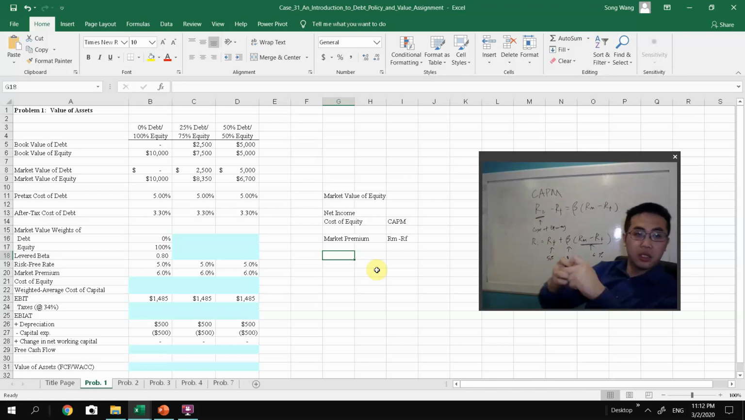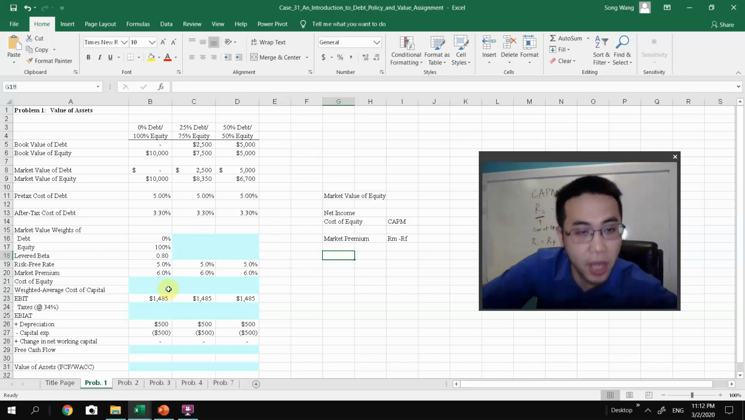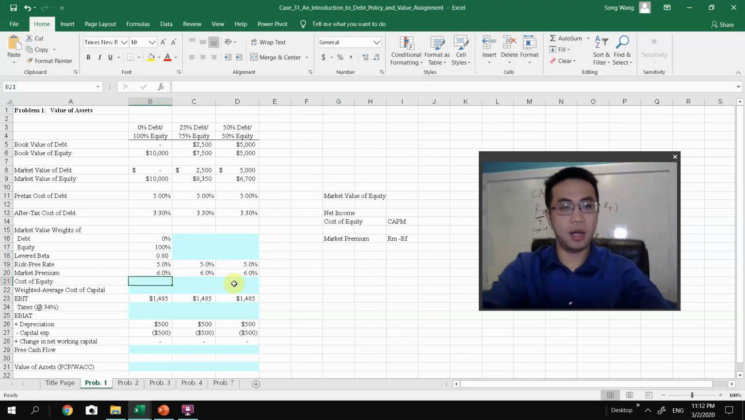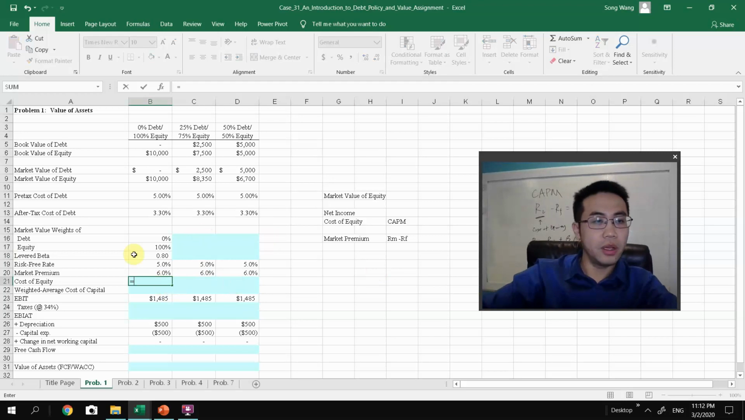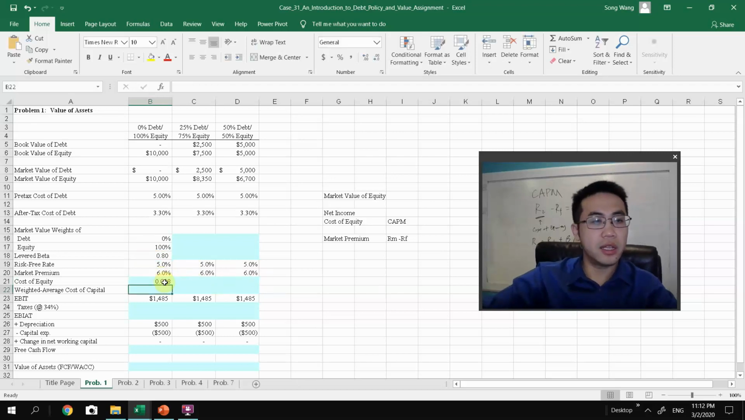So how do we get this cost of equity? I'm going to use the risk-free rate plus 0.8, which is the beta, times the market premium. That is the cost of equity. Make it a percentage. That's 9.8%.